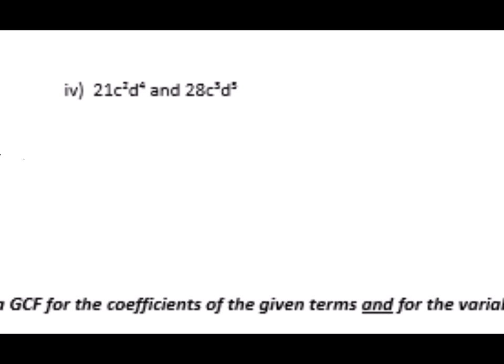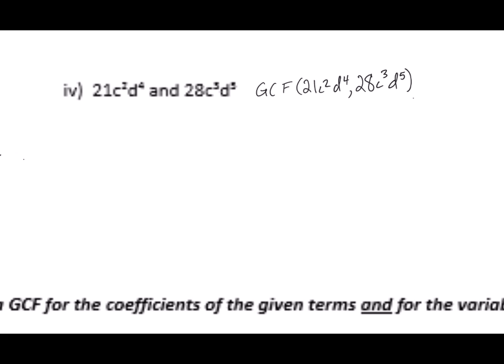So let's move on to the next problem. The next problem is we're trying to find the GCF of these two equations. They're actually terms. So what we're trying to find is the GCF of 21 c squared d to the 4 and 28 c cubed d to the 5th. Now, if I did this by inspection, the greatest number that divides the coefficients is 7, because 7 divides both 21 and 28.